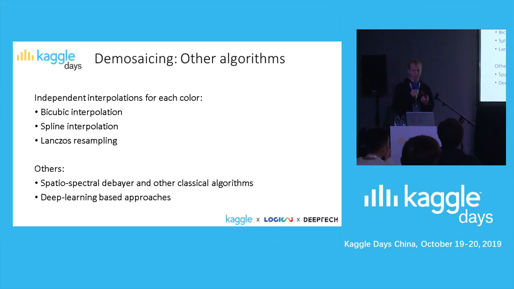And the current trend in computational photography is to use deep learning based approaches for this task. But how to do it? Because for deep learning approaches, you know, we always need the data. We need something like paired data here. And how to collect this data?